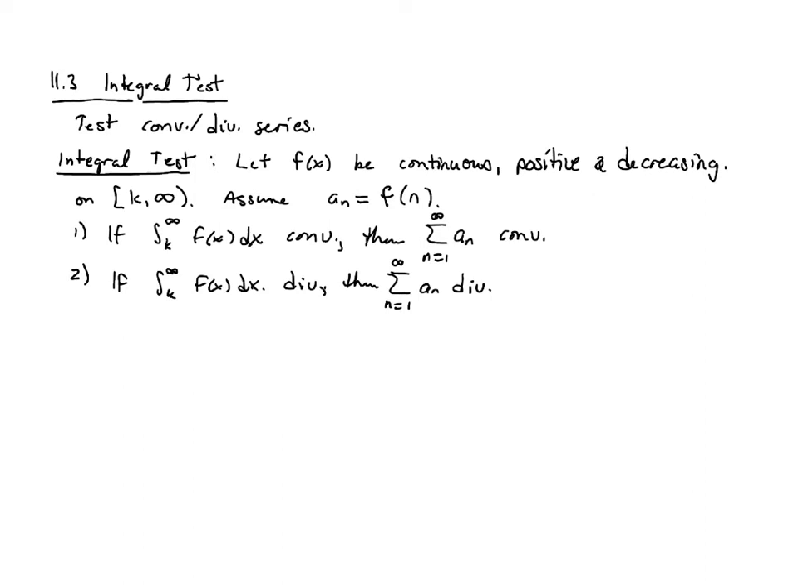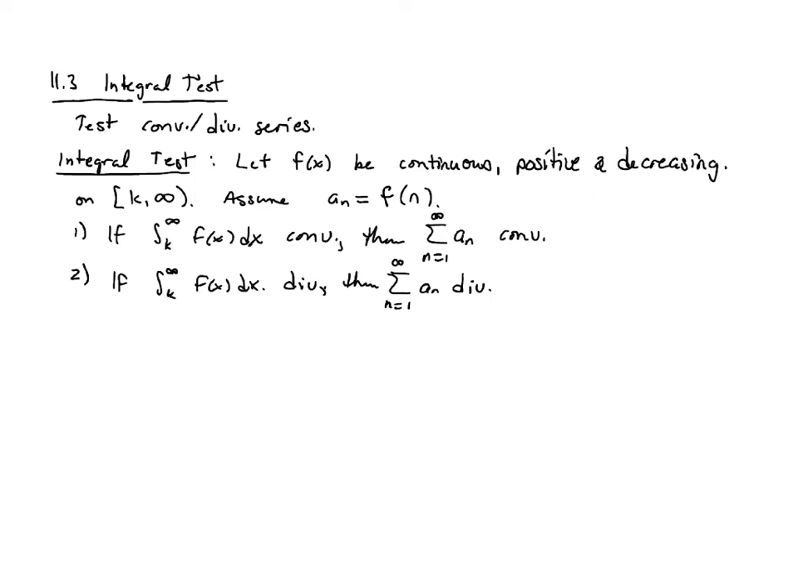So, unlike the test for divergence, which only allows us in some cases to conclude that a series diverges, it never allows us to conclude that a series converges, this integral test is perfect, in that it allows us to actually conclude either convergence or divergence, assuming that we can check that that integral actually converges or diverges.